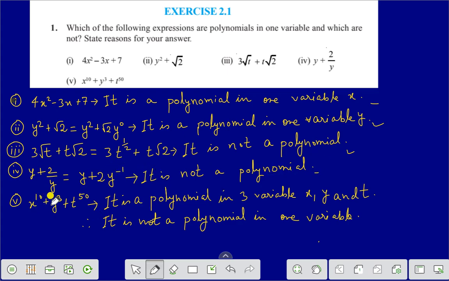x to the power 10 plus y to the power 3 plus t to the power 50. It is a polynomial in three variables, that is x, y, and t. Therefore, it is not a polynomial in one variable.